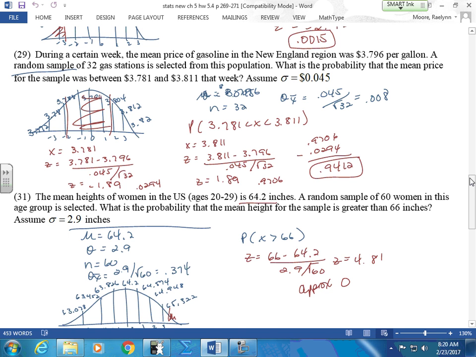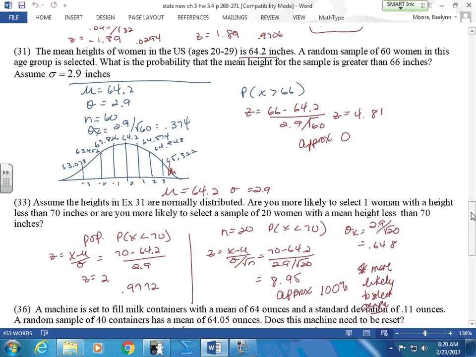Okay, so let's move on to the next one. You guys should be able to do these. Okay, the mean height of women in the U.S., it should be height, of women in the U.S. is 64.2 inches. Is that a population statement or is that a sample statement? And what tells you that?